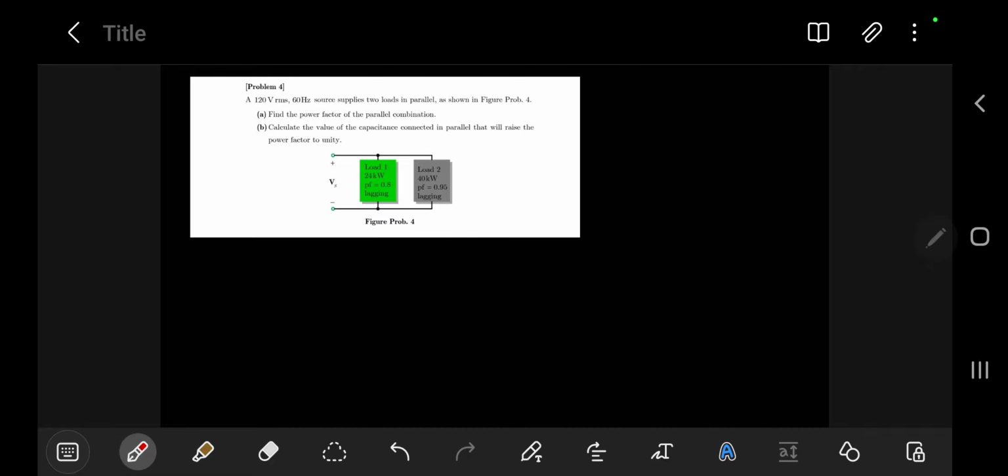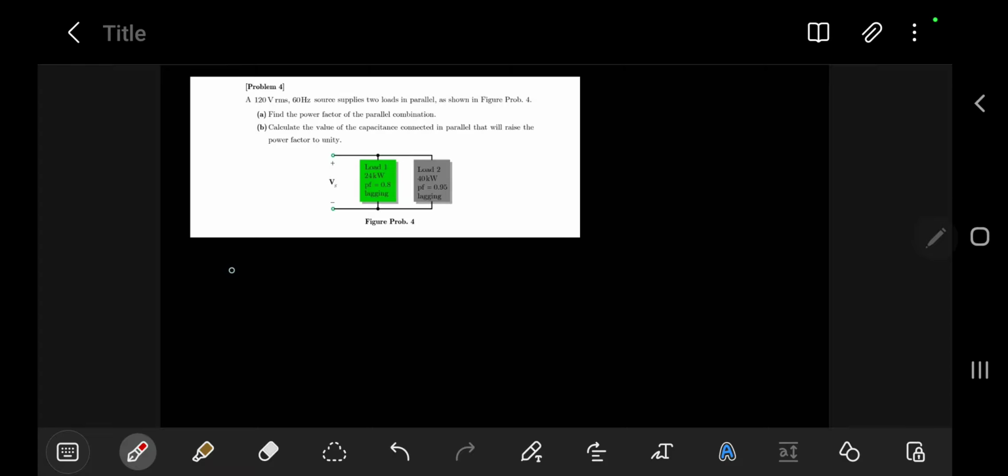So this question is from AC Power. It says a 120 volts RMS 60 Hz source supplies two loads in parallel as shown in the problem. Find the power factor of the parallel combination and calculate the value of the capacitance connected in parallel that will raise the power factor to unity. So in a nutshell, the concept being applied here is complex power.